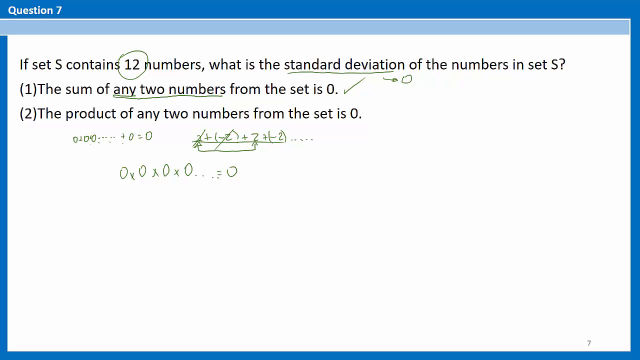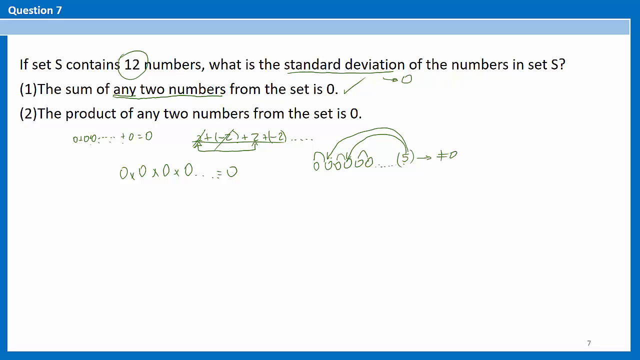But there is an exception here. What if all the numbers are 0 except 1? Only 1. For example, that number, let's call it 5. It still makes the statement true because if you take any pair of numbers, the product is going to be 0, right? If you take 5 with any of the other numbers, the product is also going to be 0. So the statement is true, but in this case, the standard deviation is not 0.